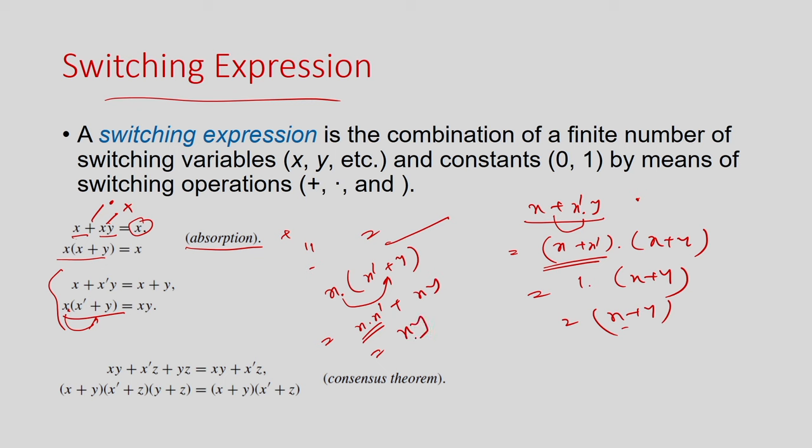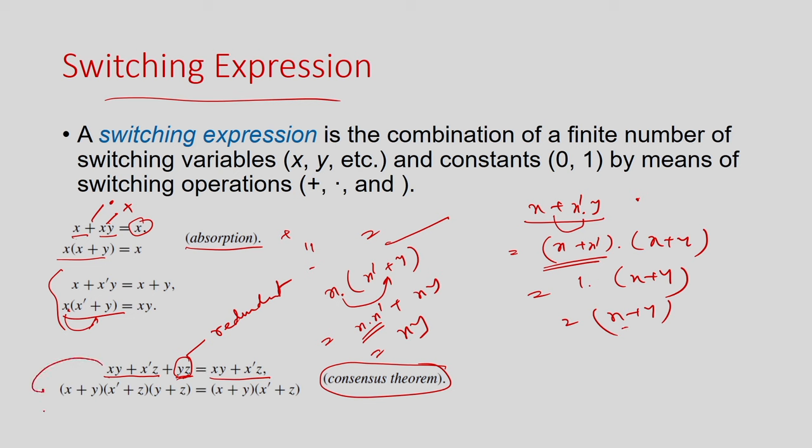There is one more important theorem called the consensus theorem. Look at this expression: x y and x bar z, where x is multiplied with y and x bar is multiplied with z, and there is another product term y z, the product of y and z. It says that in the presence of x y and x bar z, the term y z is redundant. So x y plus x bar z plus y z is basically x y plus x bar z. So y z is redundant.